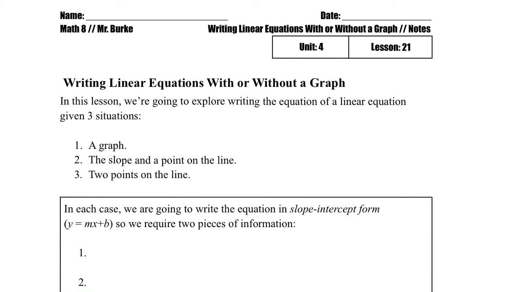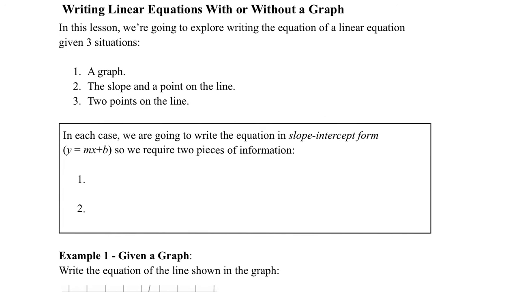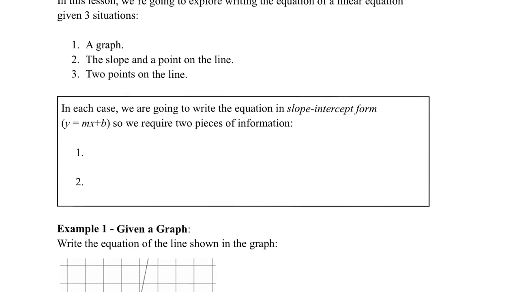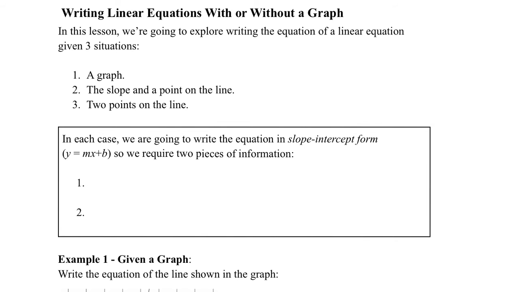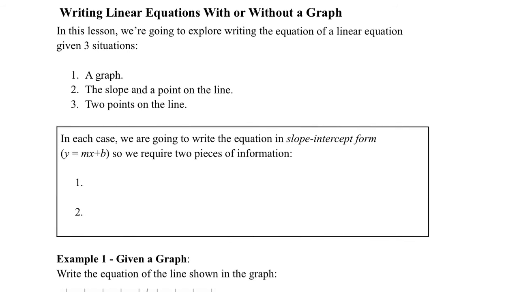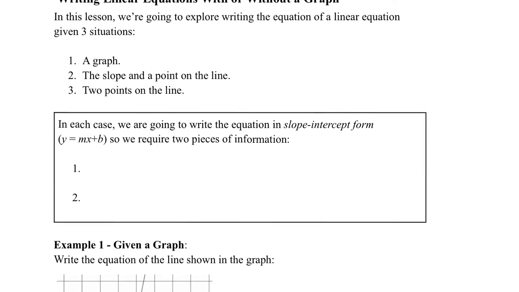Okay, this is Unit 4, Lesson 21. We are going to be learning how to write equations with or without a graph. In Lesson 20, we learned how to write equations from a graph, and in particular, they all had really nice y-intercepts. The y-intercepts were integers, which made it fairly simple to write those equations in slope-intercept form. In this lesson, we are going to look at some situations where the y-intercept is not so nice, and we're also going to look at situations where you don't have a graph.